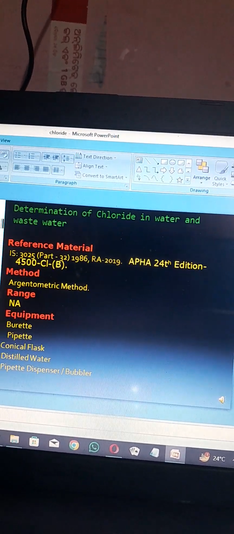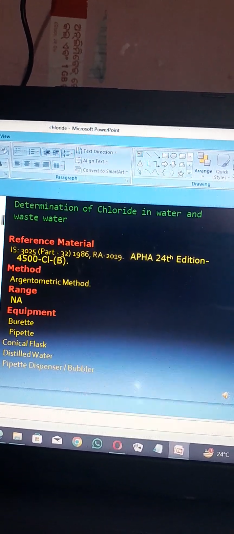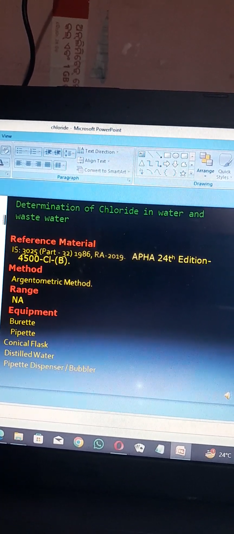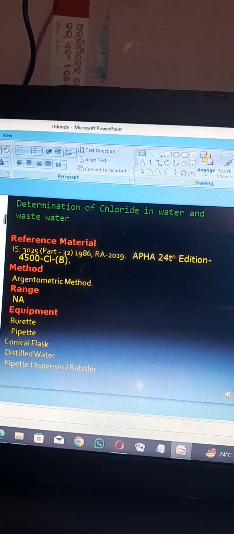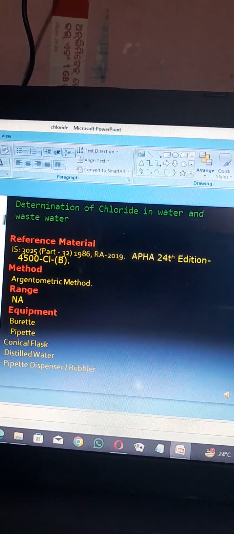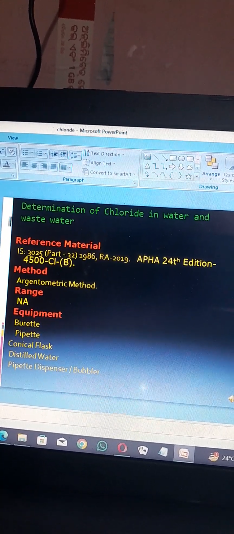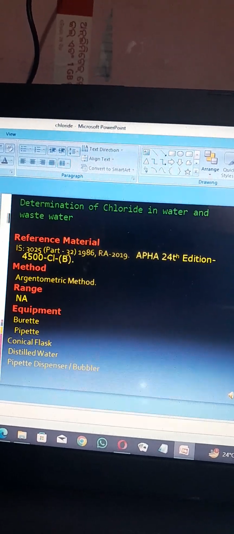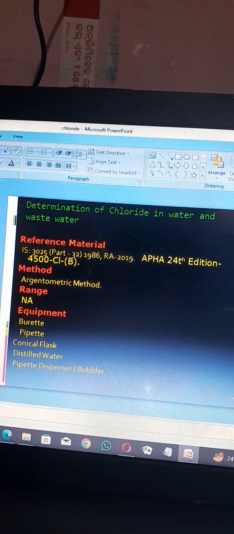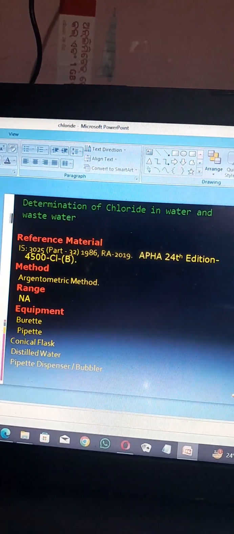Then, what is the reference material used for the determination of chloride? IS 3025 part 32 and APHA 24th edition. Many methods are used for determination of chloride, but the most suitable method is the argentometric method, which is generally used in our laboratory. Range is not available.